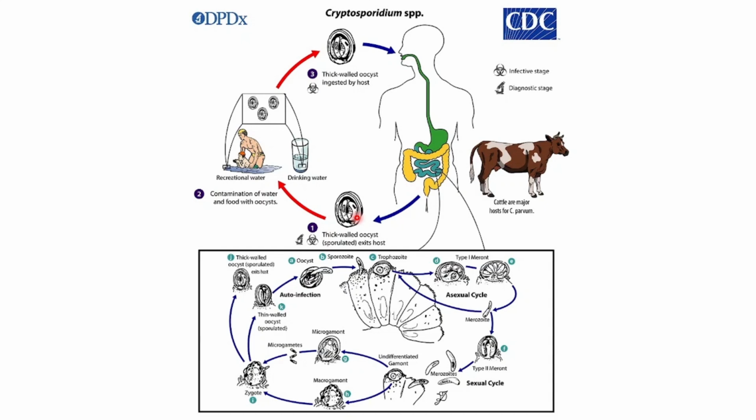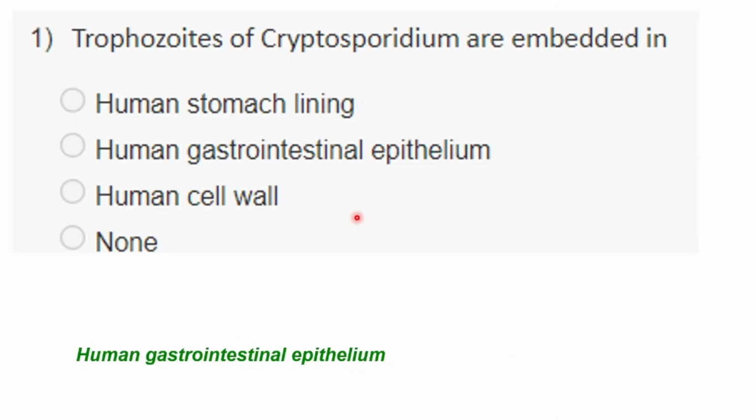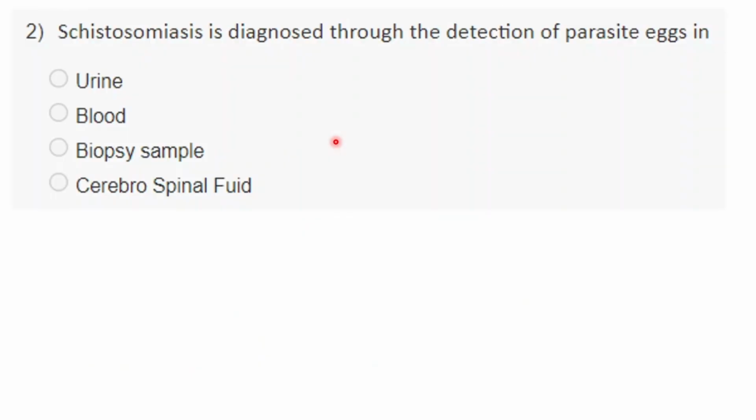While the small intestine is primarily affected, extraintestinal cryptosporidiosis, for example in the pulmonary or biliary tract, and rarely in the pancreas, has also been reported. So the trophozoites of Cryptosporidium are very embedded in the human gastrointestinal epithelium. So the answer is correct. Moving on to the next question.